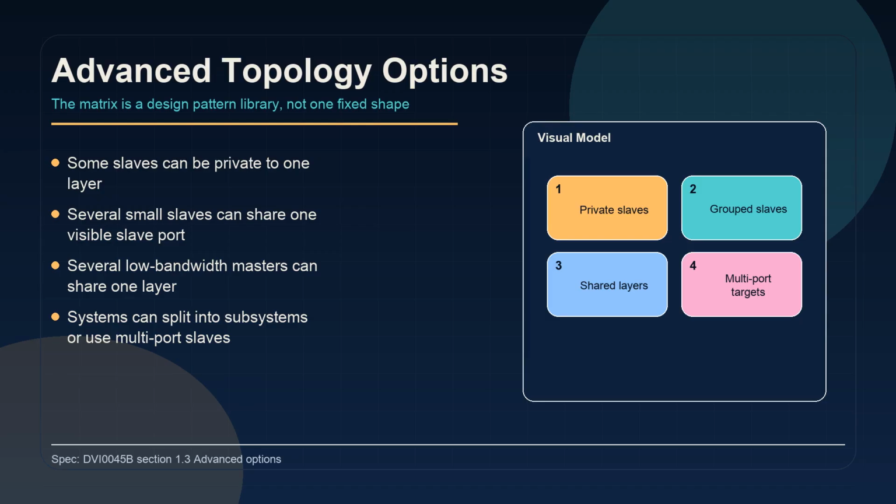You can keep some slaves local, group several low-bandwidth slaves behind one port, let several smaller masters share a layer, or use multi-port targets for high-value resources. So multi-layer AHB is not one topology. It is a family of scalable patterns.